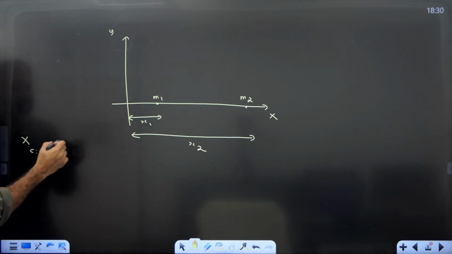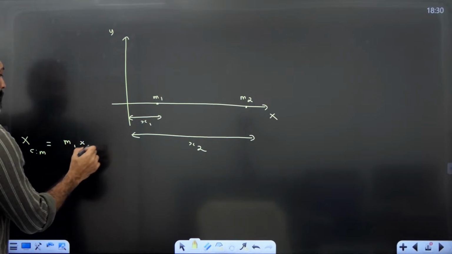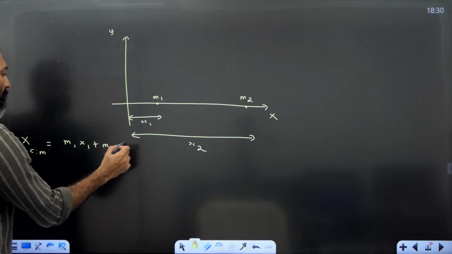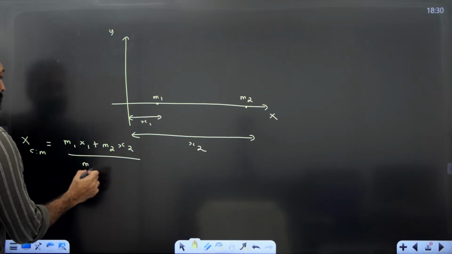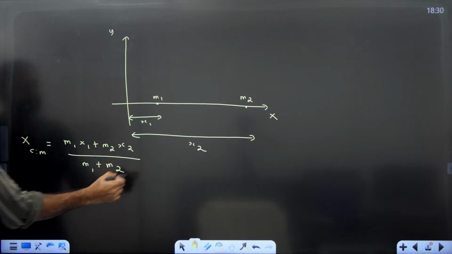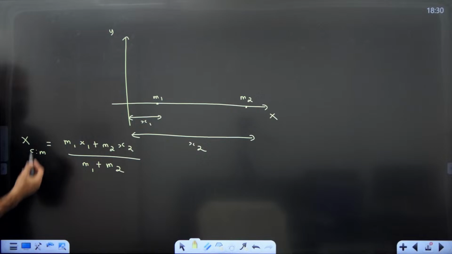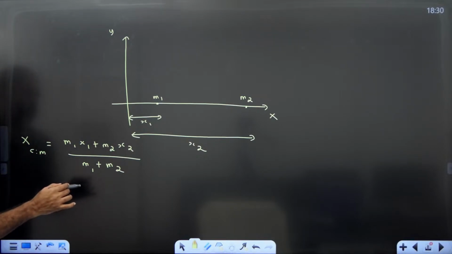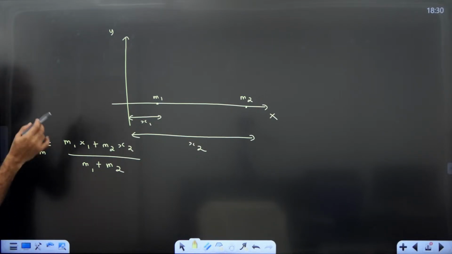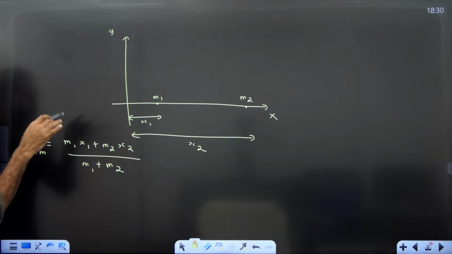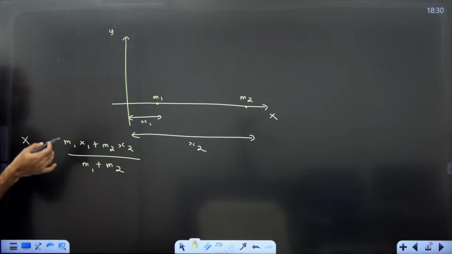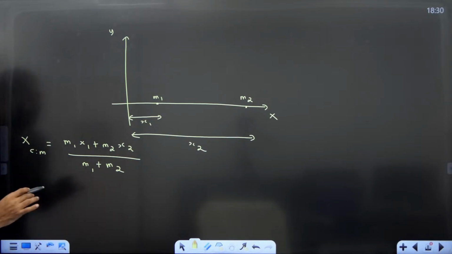How to find that? m1 x1 plus m2 x2 divided by m1 plus m2. This is the equation for center of mass in one dimension. It is in the x direction. Suppose these two are in the y direction only, then it will be m1 y1 plus m2 y2 divided by m1 plus m2.